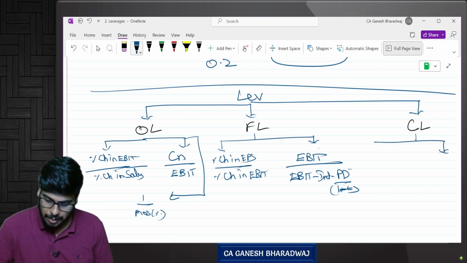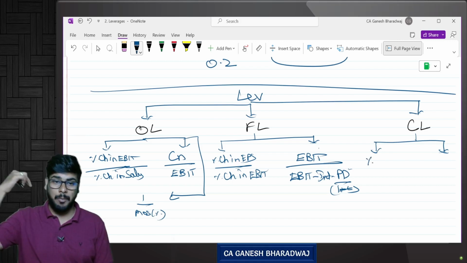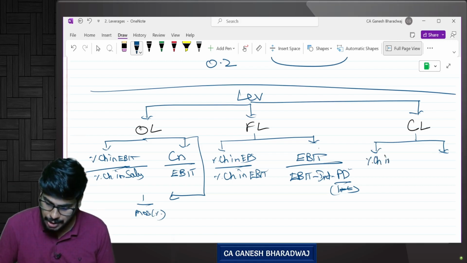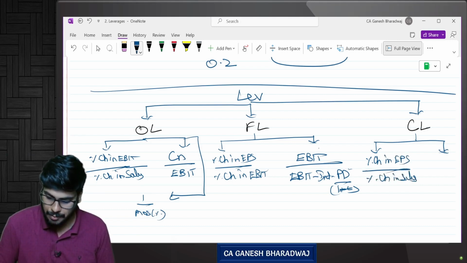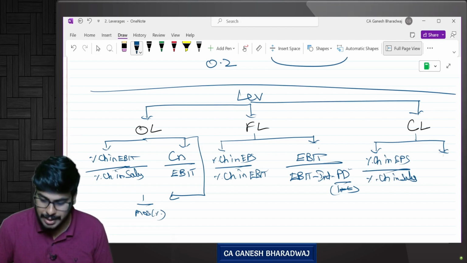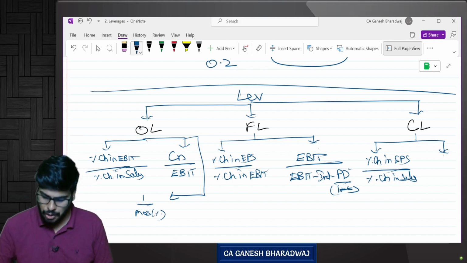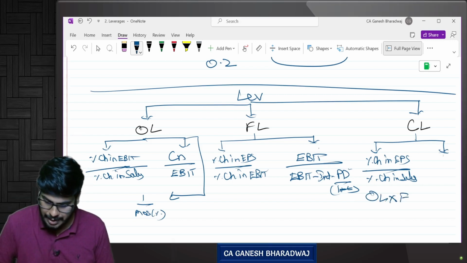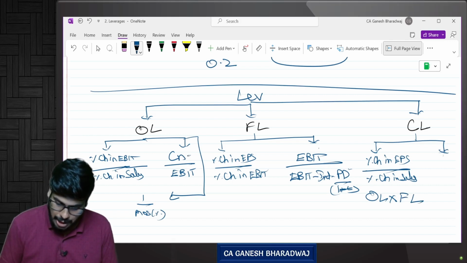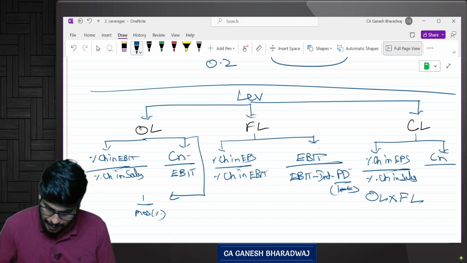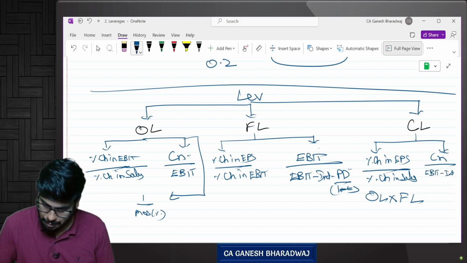Combined leverage. What is the formula here? It talks about the relationship between the bottommost and the topmost: percentage change in EPS divided by percentage change in sales. Are you clear with this? And the formula approach, what is it? Very simple. It is nothing but operating leverage into financial leverage. Yes, that is another formula. Operating leverage into financial leverage, you just cancel it out. You get contribution divided by EBIT minus interest minus preference dividend upon 1 minus t. Are you clear with this?